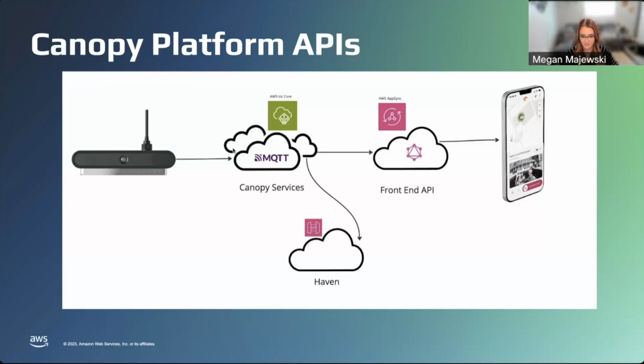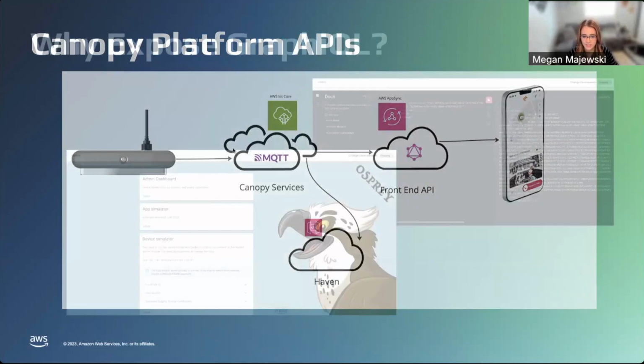Now, back up to Canopy services and out through the front end, we do have a front end API in front of our Canopy services. This is where we use AppSync and expose a GraphQL API so that our front end application can integrate back with the cloud easily using GraphQL. So hopefully that high-level overview makes some sense.